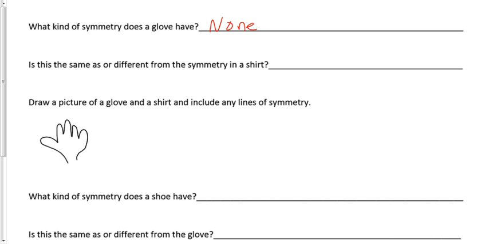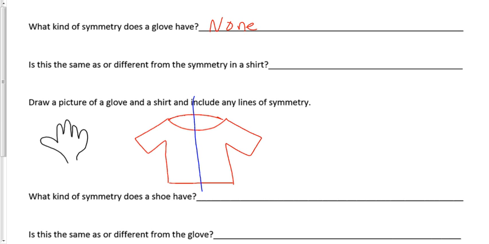The next one, is this the same as or different from the symmetry in a shirt? So I'm going to go ahead and do what it's asking me in the third line, which is to draw a shirt. And again, I'm just going to draw a basic t-shirt. So no laughing at your teacher's pictures. There we go. I guess technically there's something right there going on too. So here's my t-shirt, and my t-shirt should have a line of symmetry right down the middle. It should be exactly the same on both sides. So this is different than in a shirt.